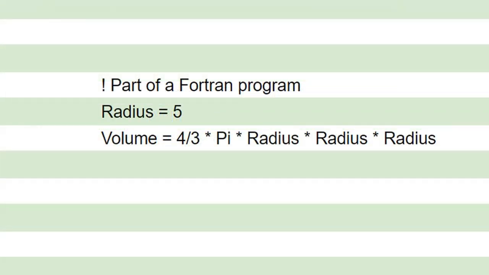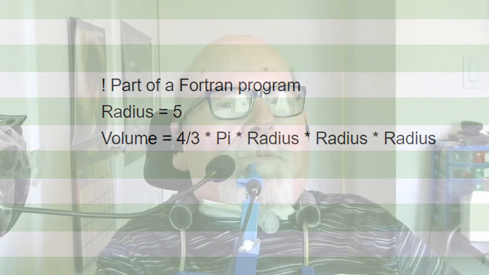For example, the volume of a sphere might be radius equals 5, volume equals 4/3, asterisk pi, asterisk radius, asterisk radius, asterisk radius, because the volume of a sphere is 4/3 pi times the radius cubed. Now, computers cannot understand any of this directly. You have to use a specialized program called a compiler that translates a high-level language like Fortran into something called machine language. A machine language is nothing but a series of numbers that the computer interprets as commands to do various things.